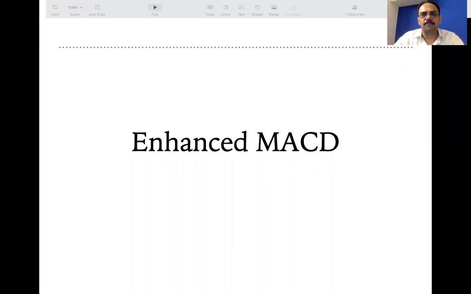We learned previously, some 2 or 3 months back, about MACD crossovers and how to use them. We will further fine tune it and enhance our trading system so that our success rate improves. If you are ready to learn about the enhanced MACD, can I have a yes from all of you? Thank you. Great, let's go ahead.